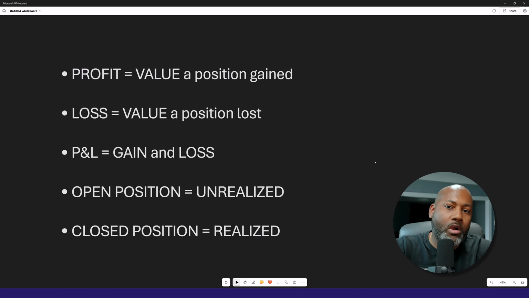Now, we're going to talk about profit and loss. This is very important to understand because some people can try to get over on you if you don't know the difference between these two different types of profits and these two different types of losses. So first, what is a profit?